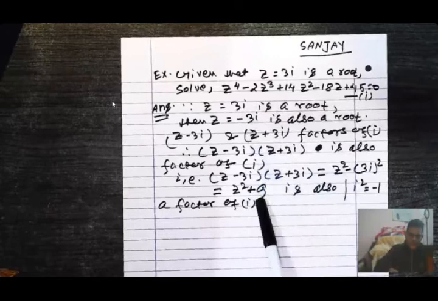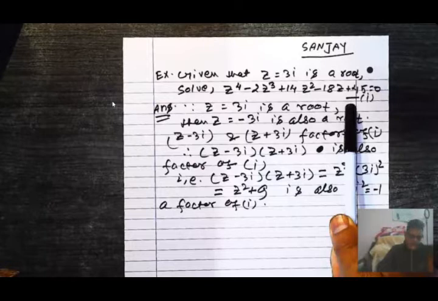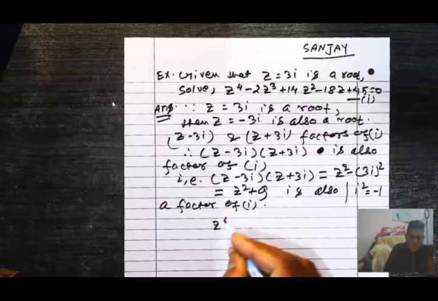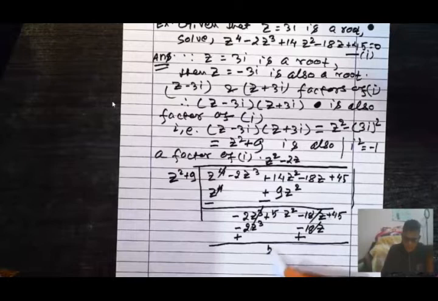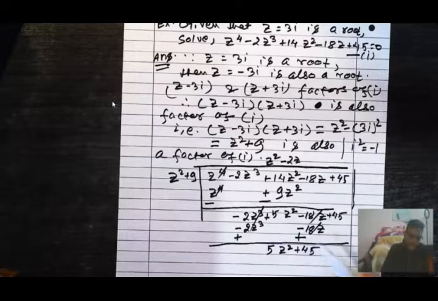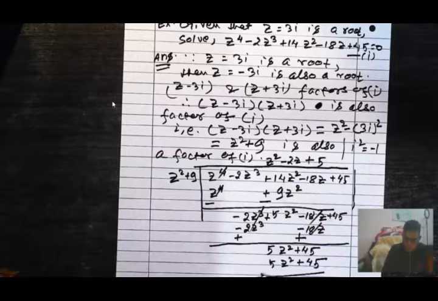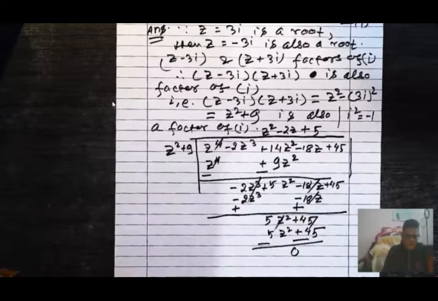Alright, so therefore let's divide it and see what happens. The g^4 minus 2g^3 got cancelled out, and you can see that we are left with 5g^2 plus 45. Now let's take 5 times g^2, which is 5g^2, and 5 times 9, which is 45, and again subtract, so there is no remainder. So what we could write here is the same equation.